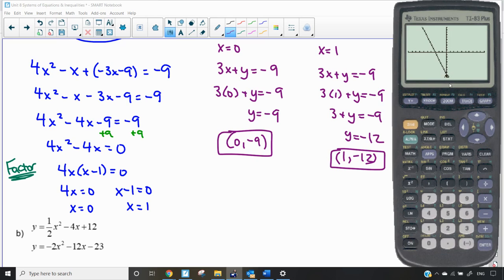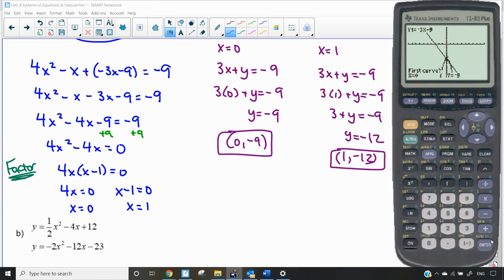For this particular graph, it's intersecting quite low, so I might adjust my window settings. I know that one of the intersection points is at 1, negative 12, so it probably makes sense to adjust my window settings so that my minimum goes a little bit lower. And so then I can find those intersection points.